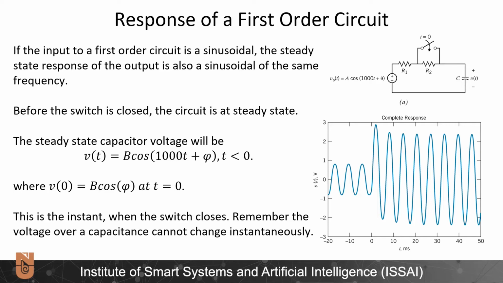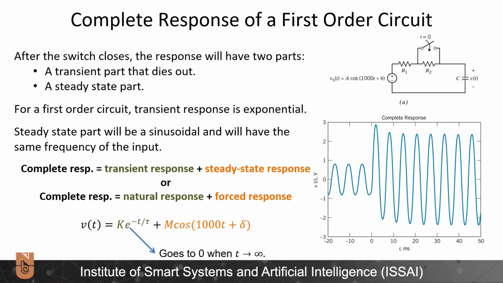interval. After the switch closes, the response will have two parts, the transient response and steady-state response. If the circuit is stable, the transient part will be a first-order exponential decay and it will die out. Steady-state part will have the same functional form as the input and it is also called the forced response.